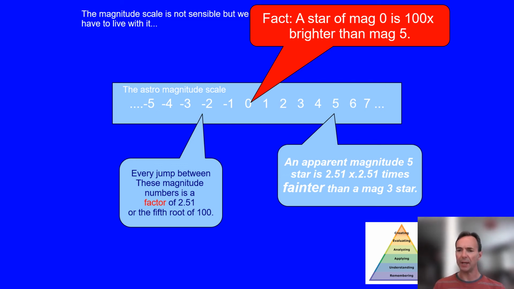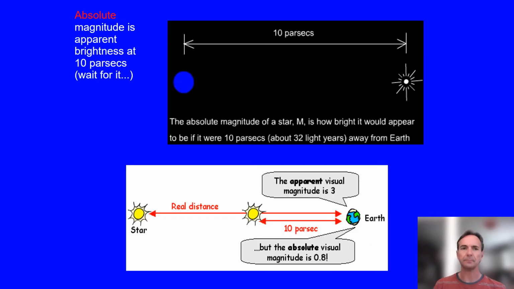So it's that idea that one step on here is always a multiple of 2.51. And all I have to do is do that to a power of the differences between them. And I've got the differences between them. So there you go. Fact. Big red box at the top: a star of magnitude 0 is 100 times brighter than magnitude 4.